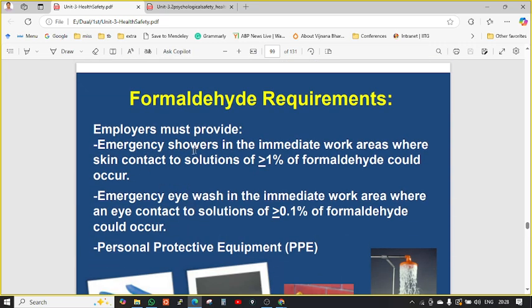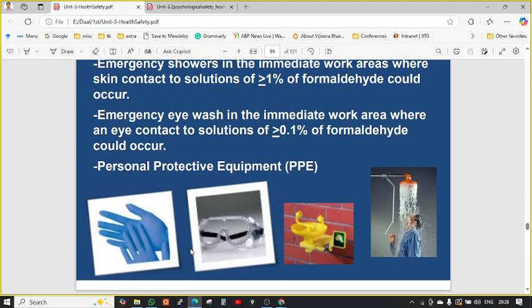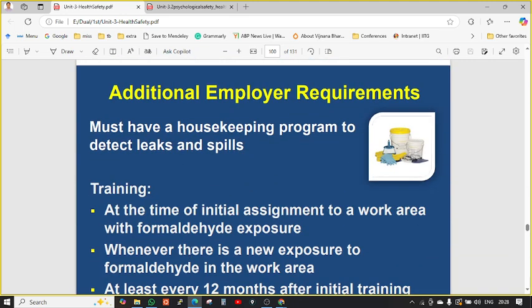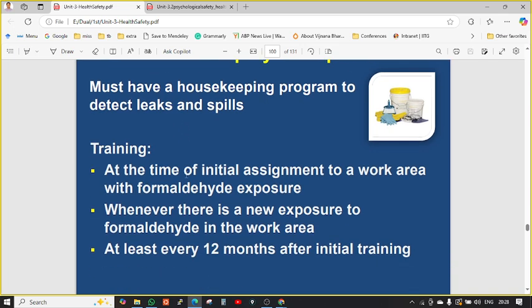Employers must provide emergency showers in the immediate area if contact occurs. Then an eye wash is there. Use personal protective equipment. These are the common things. Additional requirements: what are the things the employer has to give to the employee? There must be a housekeeping program to detect leaks and spills, whether there is chemical leakage. Regular maintenance should also be checked in these things.